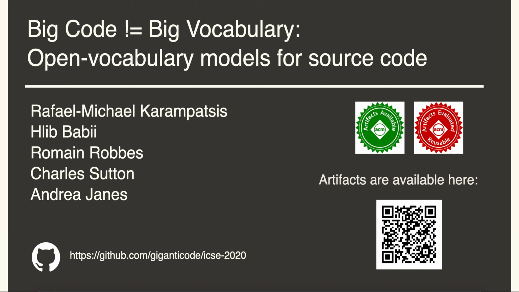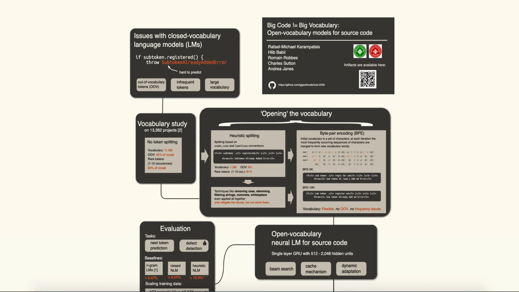Big Code Doesn't Equal Big Vocabulary: Open Vocabulary Models for Source Code, which we worked on together with Rafael Karabatsis, Roman Robb, Charles Sutton, and Andrea Yanis. In our work, we address the issues of closed vocabulary language models by proposing to use byte pair encoding for corpus preprocessing. This enables building a neural language model of code, which is open vocabulary.